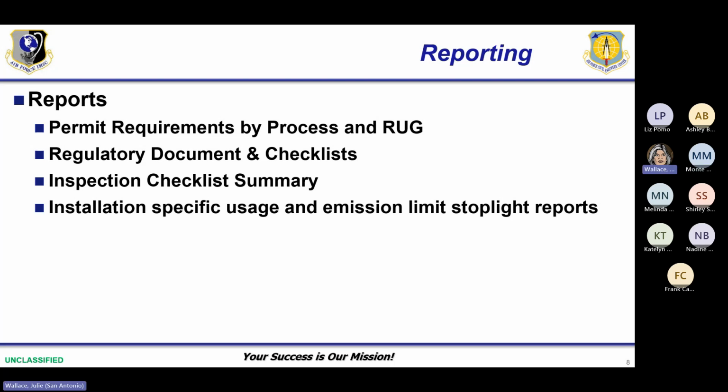Okay, now we get to my favorite part and the biggest reason why you should do this: reports. All of that data is in there now. And while it may have taken a while to get your permit in there, it's well worth it, and I'm about to show you why. In the quality control folder under air quality in Business Objects, there are some canned reports that are available to everybody. One is called permit requirements by process and RUG. Another one is called regulatory document and checklist. And then there's your inspection checklist summary.